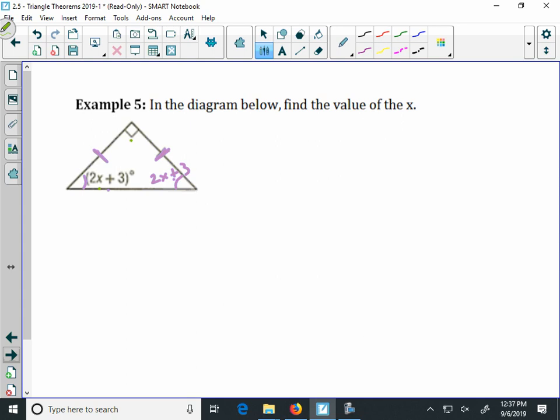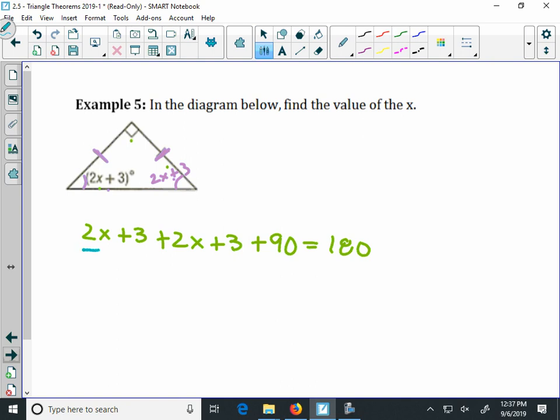So this angle plus this angle plus this angle equals 180. All the angles of a triangle add to 180 degrees. You also could have said 2x plus 3 plus 2x plus 3 equals 90. Because if this top angle equals 90, then the other two angles added together also have to equal 90. But just for habit's sake, I'm going to add all three of them up and set it equal to 180 degrees.